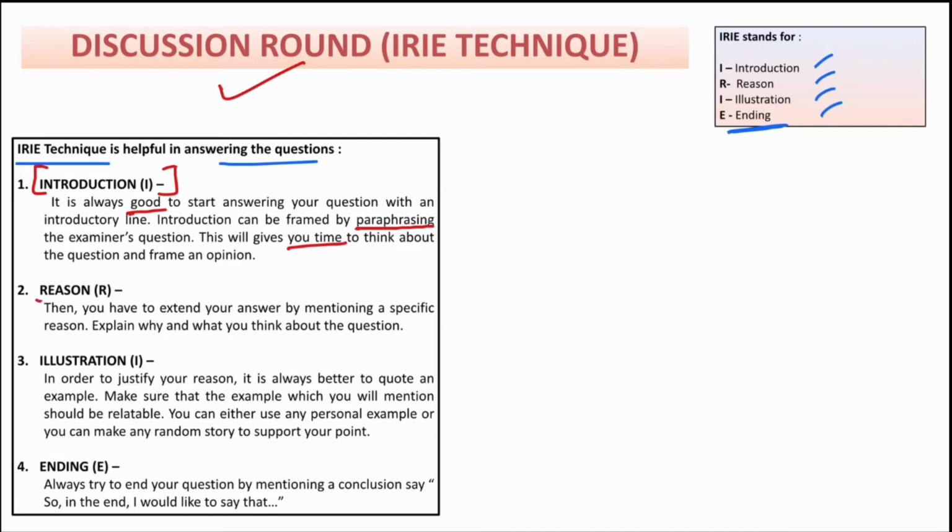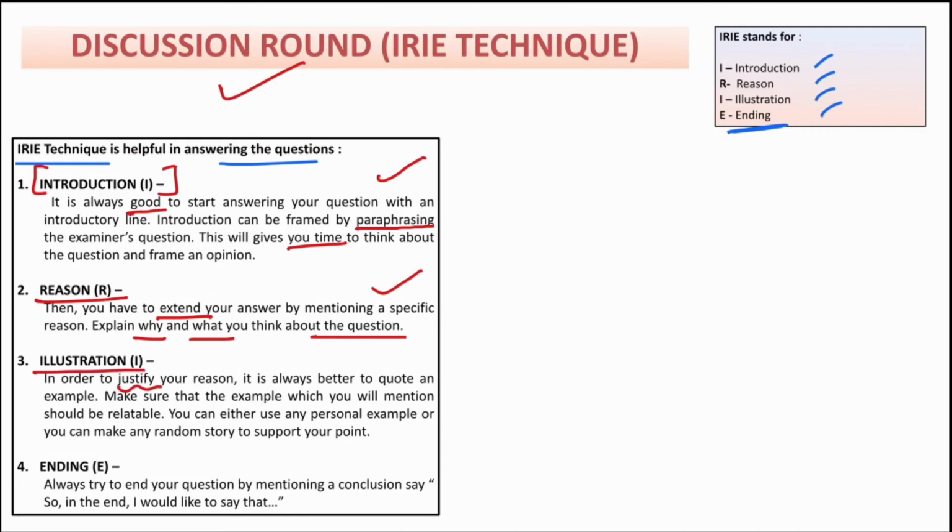So then comes reason. Here I have written, then you have to extend your answer by mentioning a specific reason. Whatever the question will be, you have to just give a reason that why it is happening and explain why and what you think about the question. Right. So then comes illustration, that's an example.